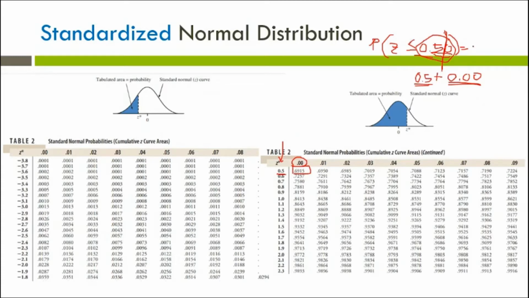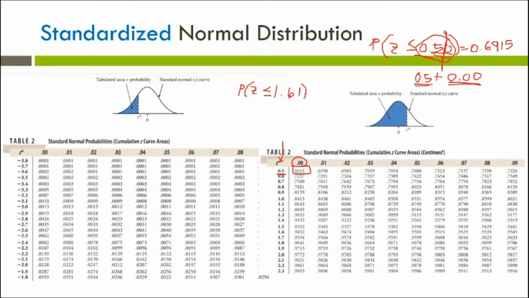Okay, that is 0.6915. So which means that the probability that a z-value or z-score is less than or equal to 0.50 is 0.6915 or 69.15%. Another example is when we are looking for z less than or equal to, let's say, 1.61.